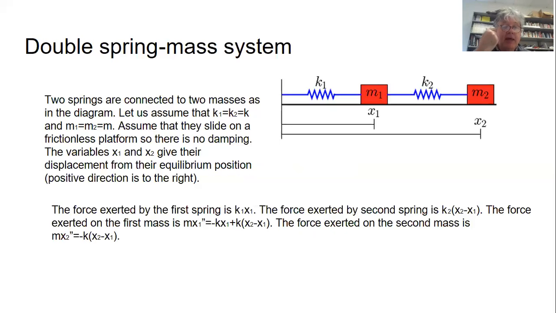So from that, the force exerted on the first mass, right, is we've got to add those two forces of the two springs together. It's minus k x1 plus k times x2 minus x1. You just have to get the signs right to see, the first spring is on the left, so it's pushing in that direction. The second spring is on the right, so it's going to push it in the positive direction. And the force exerted on the second mass is minus k times x2 minus x1. Okay.